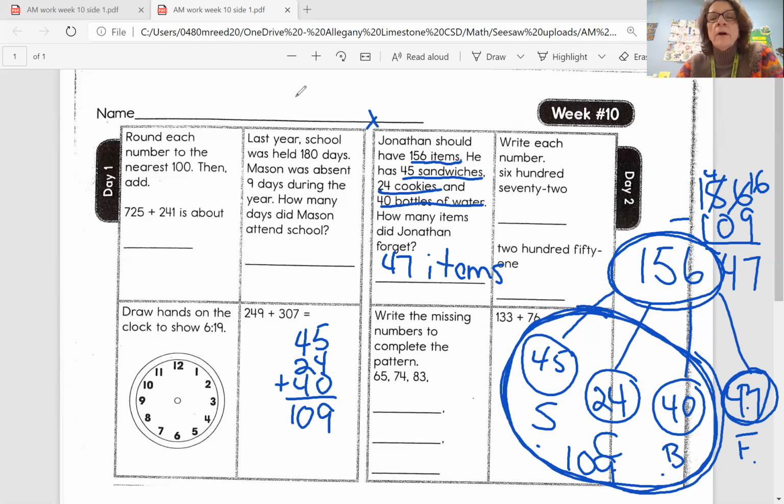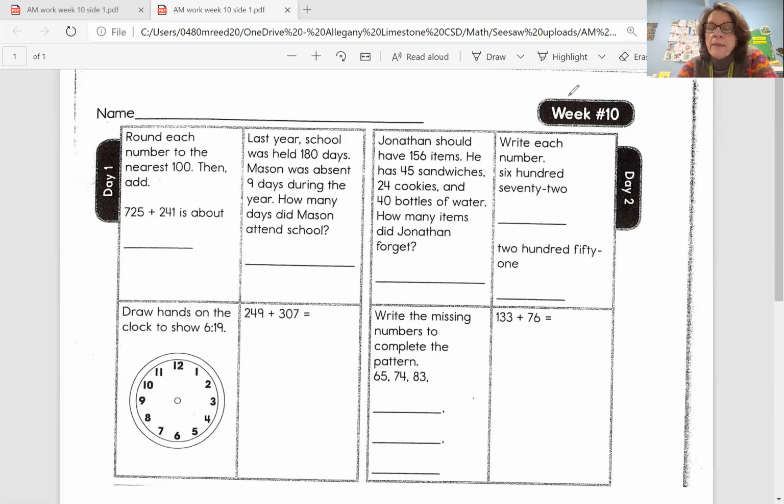I'm going to clear my pictures. Okay, and we're going to go on to the pattern one. It says write the missing numbers to complete the pattern. 65, 74, 83. So I know my numbers are going up, so that's really important to take note of. 65 is getting bigger, goes to 74, getting bigger, going to 83. How do I make numbers bigger? Well, usually I add to make numbers bigger, don't I? I can multiply to make them bigger, but we're not in 3rd grade multiplying numbers as big as 65.